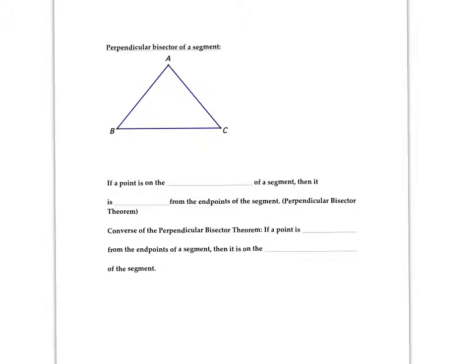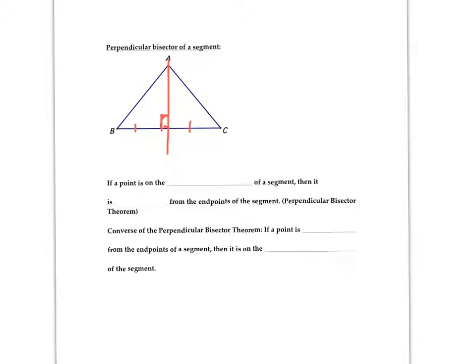Okay, another special segment is the perpendicular bisector of a segment. So if we take a look at line segment BC, then we find the midpoint, and we draw in a segment that's perpendicular to that, as indicated by the right angle symbol. We have a perpendicular bisector of a segment. So two things have to be met, two conditions. It has to be perpendicular, and it has to go through the midpoint of a line segment.